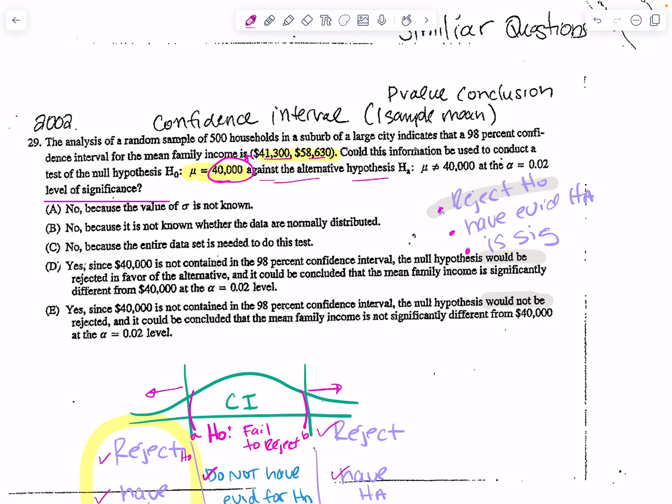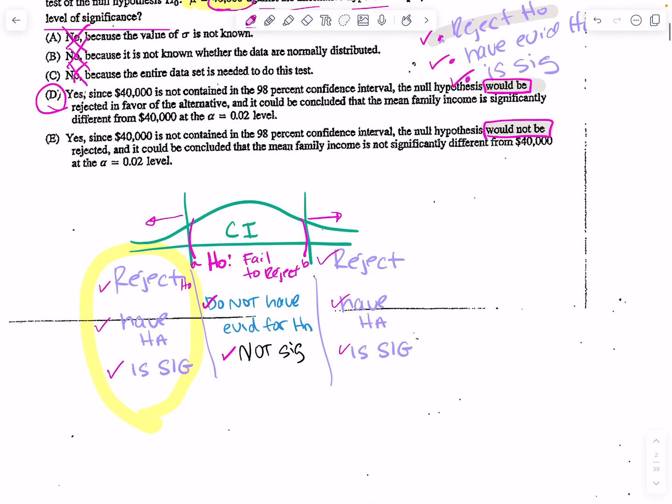So it's asking if I'm going to have significance, and since I am outside the interval, I'm going to say yes, it is going to be in favor. So I'm not going to say this one. And when we look at the difference, this one says would be, and this one said would not be. But remember, reject H0, have evidence, it is significant. So that's why it's D.